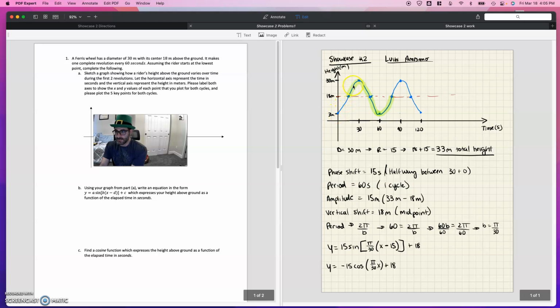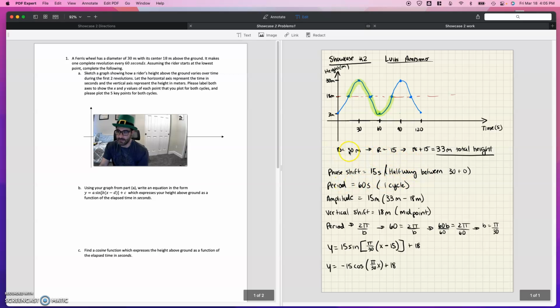I highlighted this section here because that is what is going to help me create an equation. If you look at just the start to the 60 seconds, it looks like an inverted cosine graph, but we're told to graph it as a sine function and then convert it to a cosine function. So I jotted down some notes here.